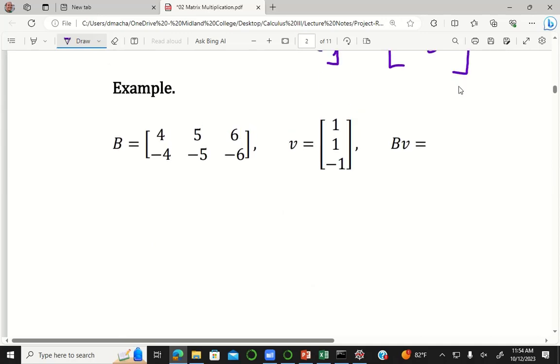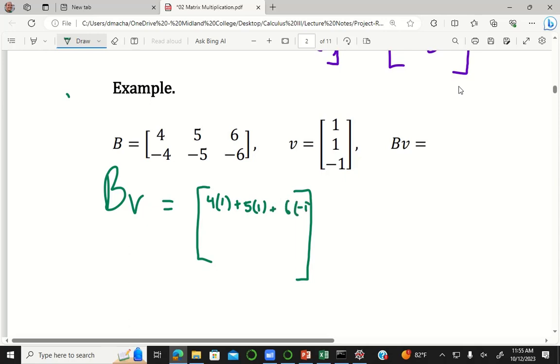I guess it never hurts to just do more examples. So if I have matrix B and vector V, their product is going to be a vector. This time there are only going to be 2 entries because there are only 2 rows of my matrix. And we take the dot product of 4, 5, 6 and 1, 1, negative 1. So it'll be 4 times 1 plus 5 times 1 plus 6 times negative 1. And then the second entry, negative 4 times 1 plus negative 5 times 1 plus negative 6 times negative 1.